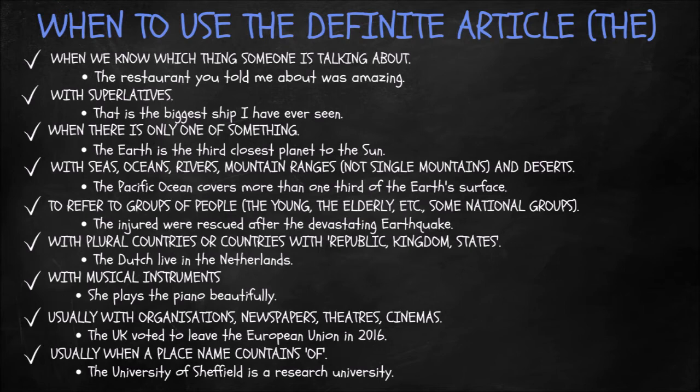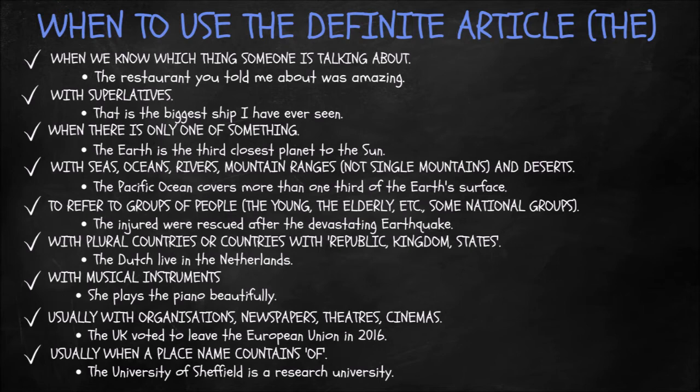We also use the with musical instruments. She plays the piano beautifully. And we usually use the with organisations, newspapers, theatres, and cinemas. There are a couple of exceptions, but this is a good general rule. The UK, the United Kingdom, voted to leave the European Union in 2016. So the European Union is an organisation, and therefore it takes the. The one significant exception that stands out to me is NATO, and we don't use an article with NATO. But in general, the other ones we do.